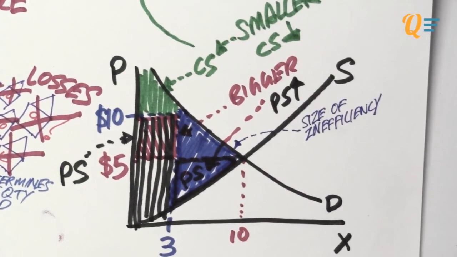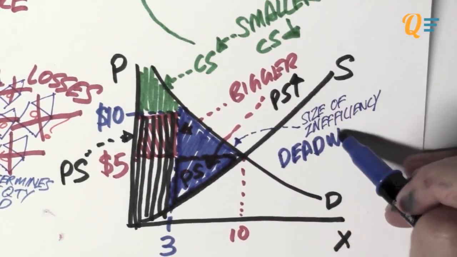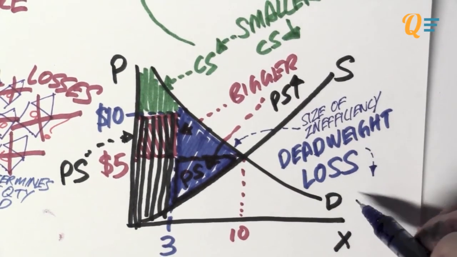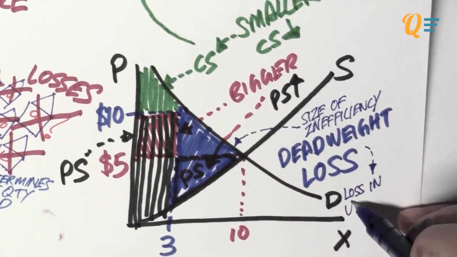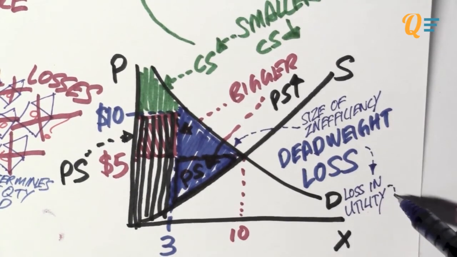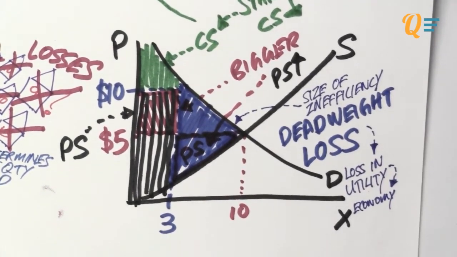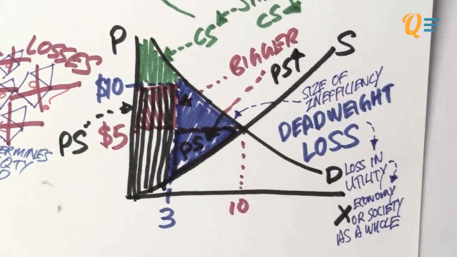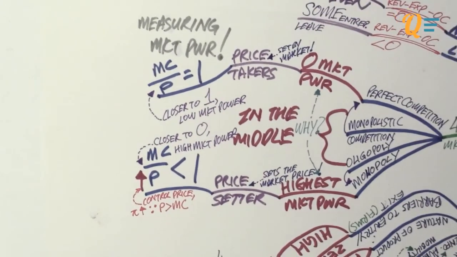And we can also give this blue space a formal name. We can call it the deadweight loss. Now to explain the deadweight loss in simple terms, it is basically a loss in utility. This loss refers to the loss of the entire economy or society as a whole. Alright, ladies and gentlemen, that was allocative efficiency for you.